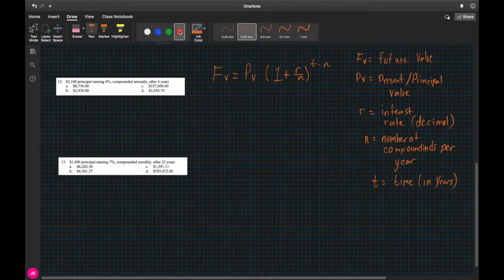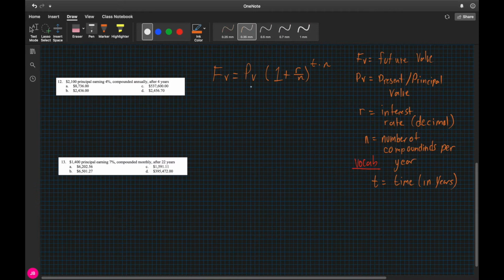This is going to change based on vocabulary. So you're going to be very careful and look at the vocab that they give you in the question to find out what your n is. And then t is going to be time, in terms of years usually. So let's actually look at a problem and see how we would apply this formula.